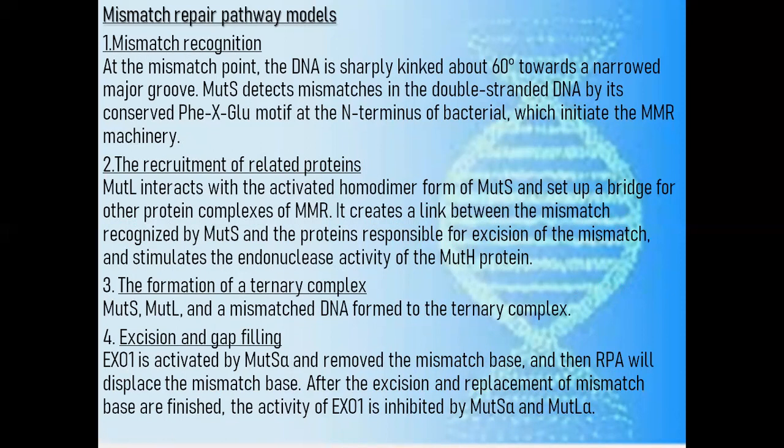MutS, MutL, and the mismatched DNA form a ternary complex, and excision and gap fill will be done by EXO1, which is activated by MutSα, and the mismatched base will be removed. Then RPA will displace the mismatched base. After the excision and replacement of the mismatched base are finished, the activity of EXO1 is inhibited by MutSα and MutLα.